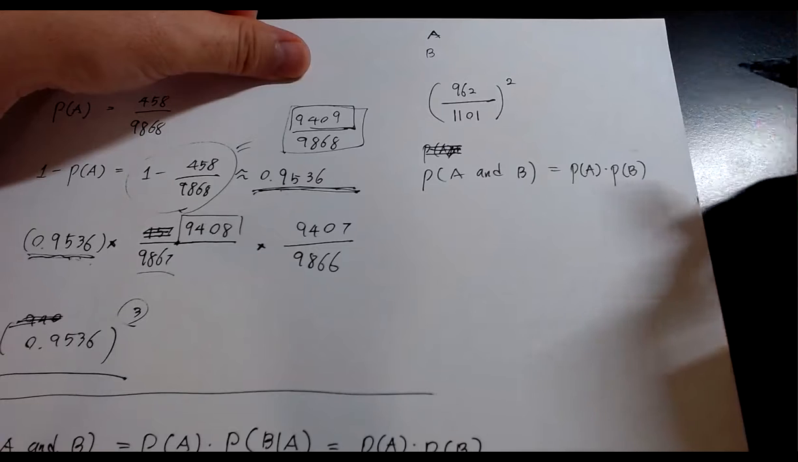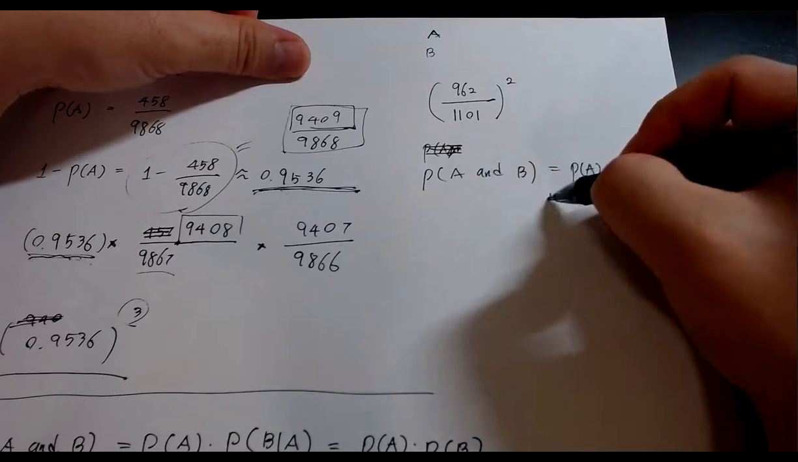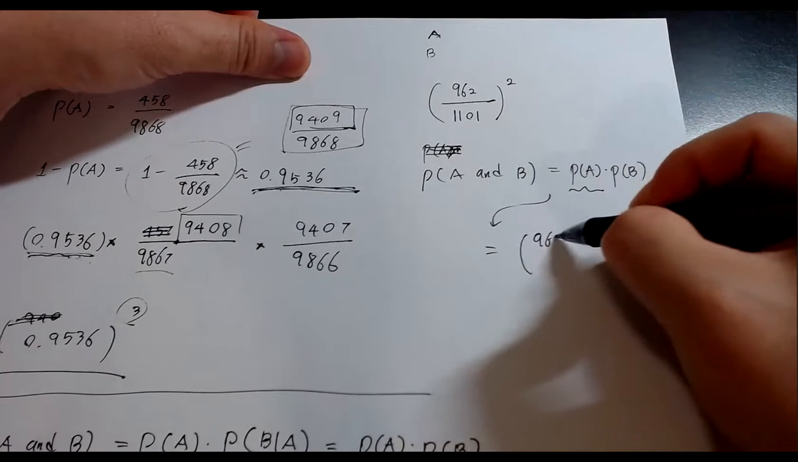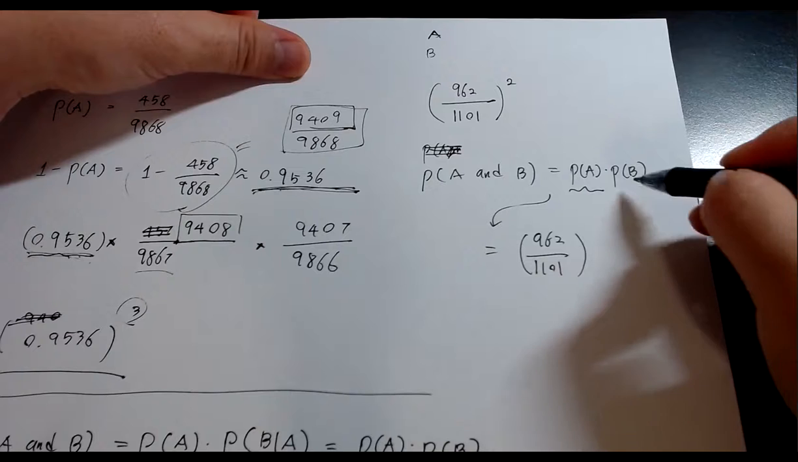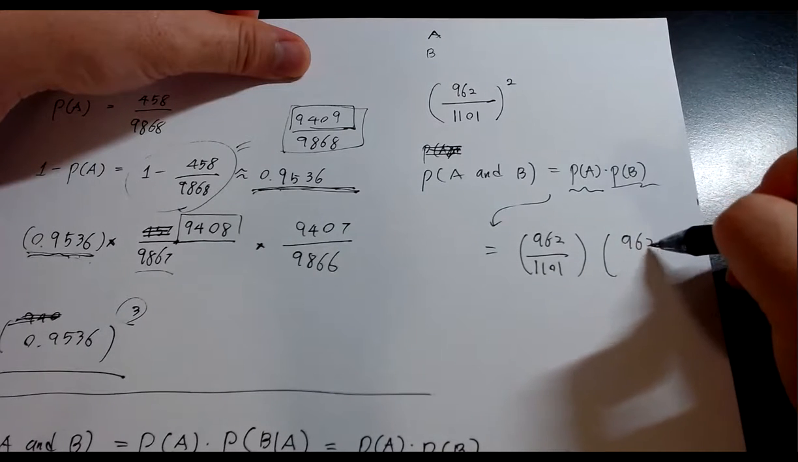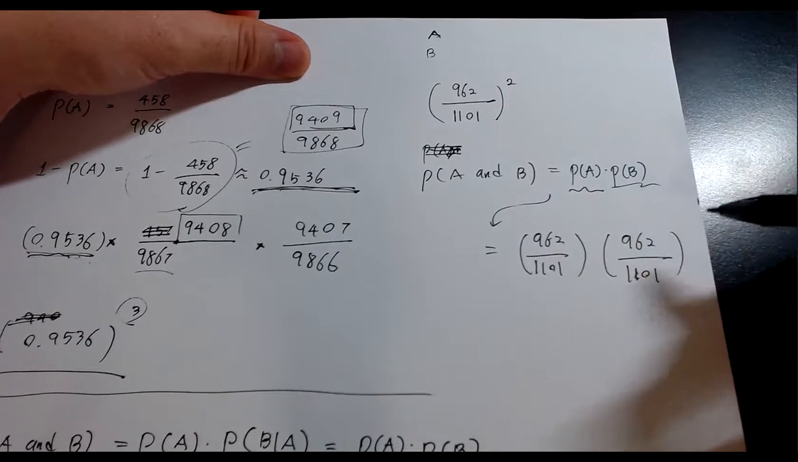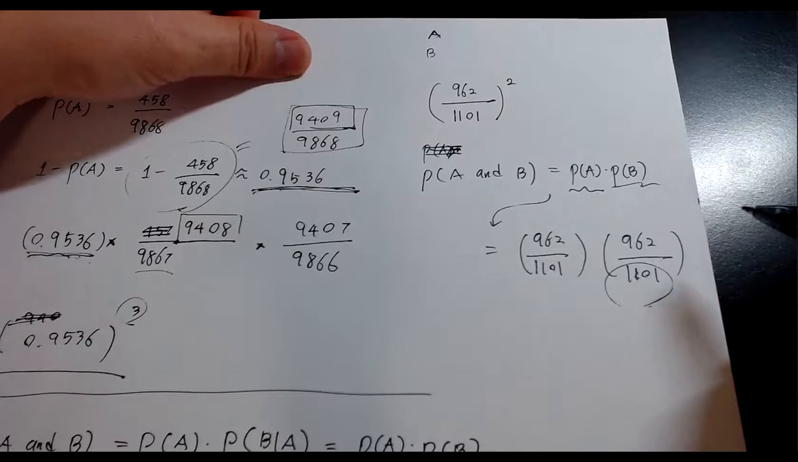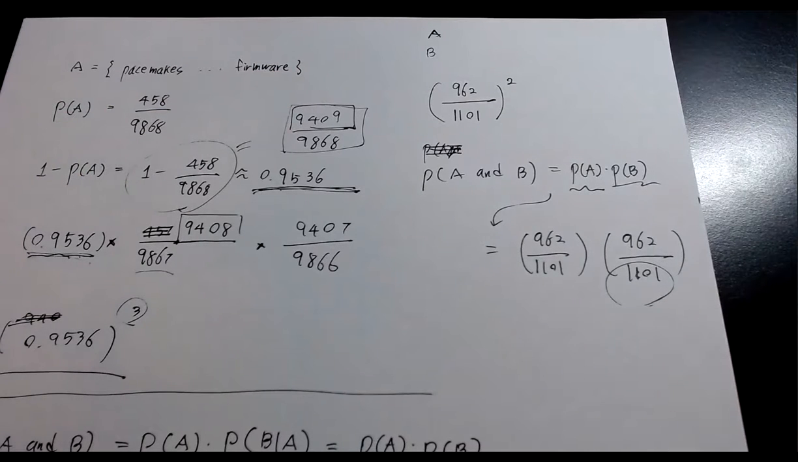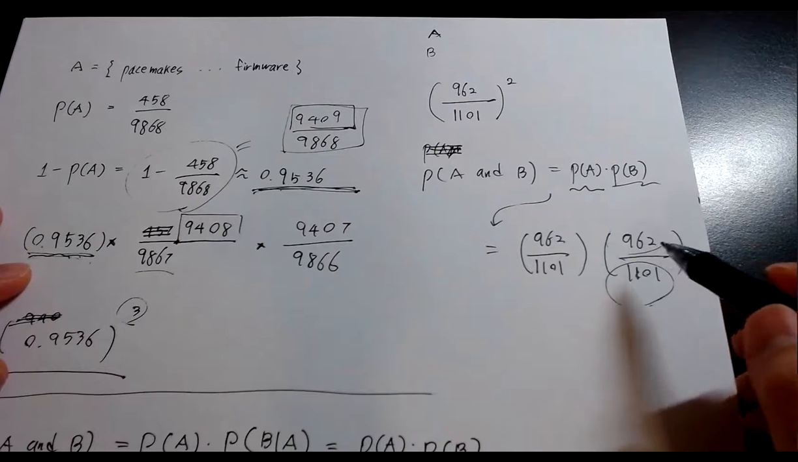Okay. Now there was a P of A. This one, 962 divided by 1101. What's the P of B? 962 divided by 1101. Since replacement is allowed, the total number of the sample will not be changed. The total number of events, all the orders accurate, will not be reduced because replacement is allowed.